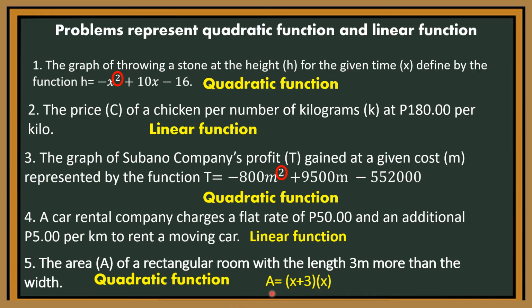So, kaya meron tayong A is equal to, that is area, is equal to the quantity of x plus 3 times x, which is also equal to A is equal to x squared plus 3x. Kasi kapag minultiply mo yung x times x, that is x squared. And then, x times 3, that is 3x. So, meron tayong squared. Kaya, example to ng quadratic function.